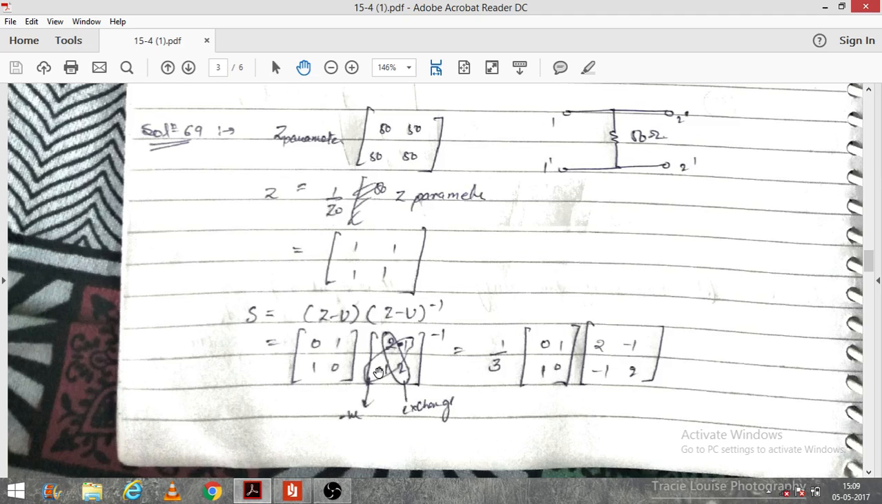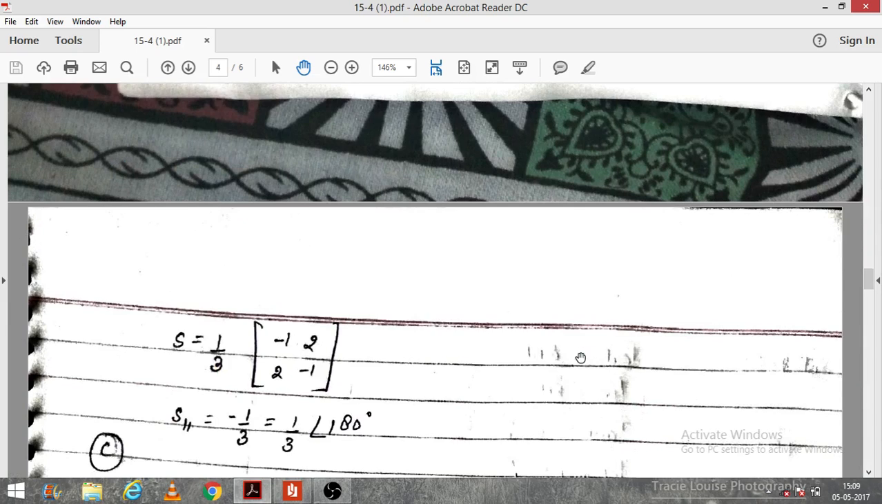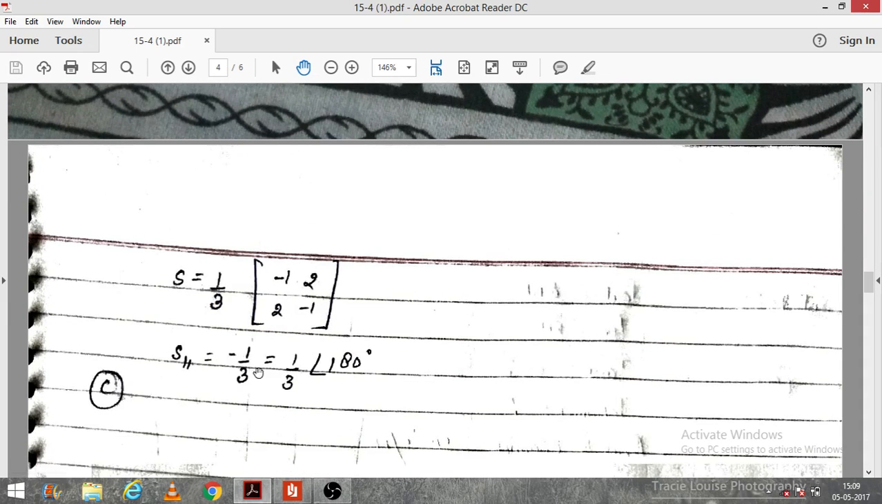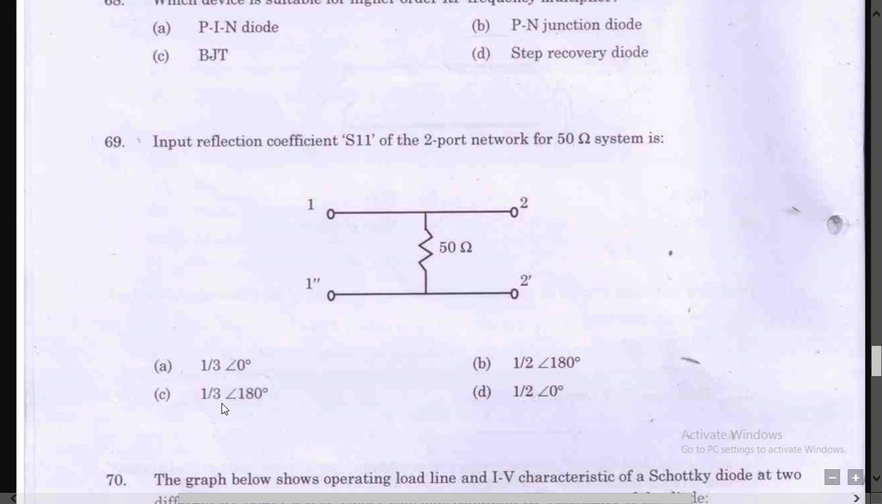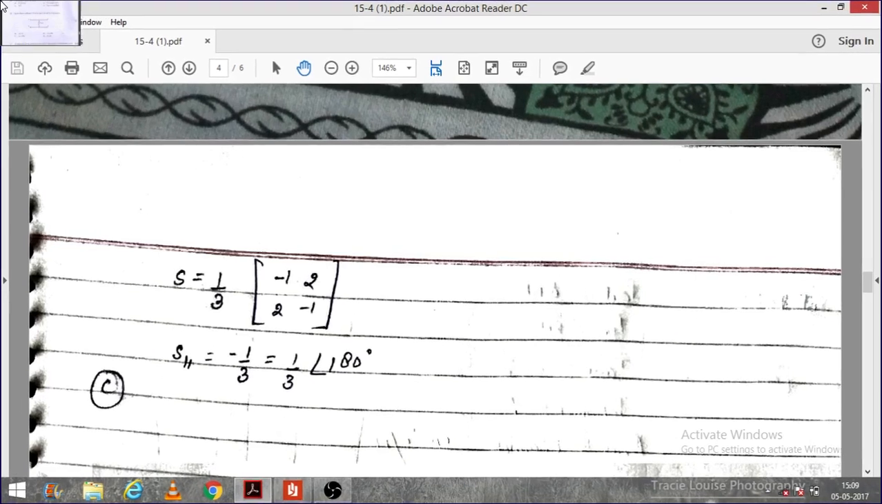we simply have to exchange the values A11 and A22, and multiply A12 and A21 by minus 1, so we can get that matrix. After multiplying these matrices, we can easily calculate that S11 is 1 by 3 at an angle of 180 degrees. So C will be the correct option which is available here, right? So this is 1 by 3 angle 180, right?